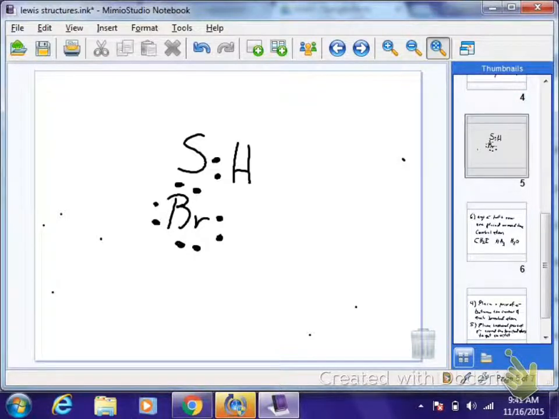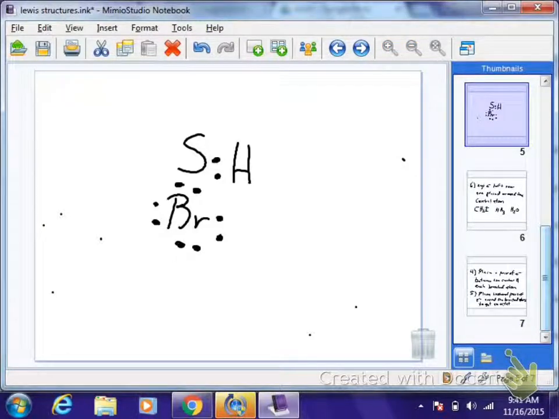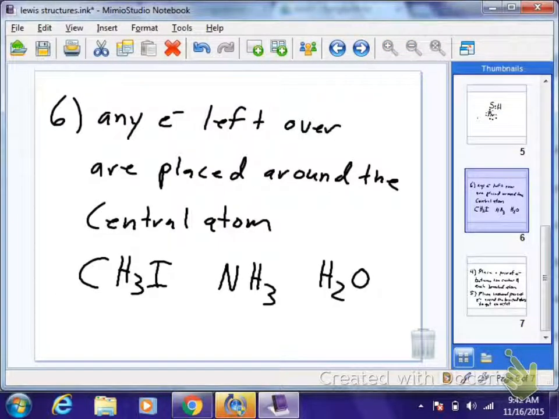But you have to go in that sequence. So it has its 8. And then the last step that we would do, step 6, any electrons left over are placed around the central atom. So anything left over. The central atom gets the leftovers.